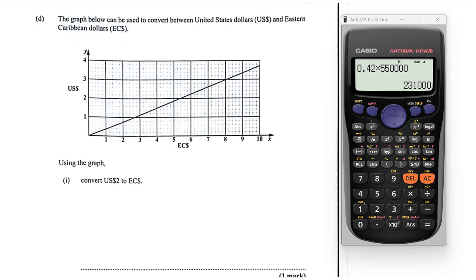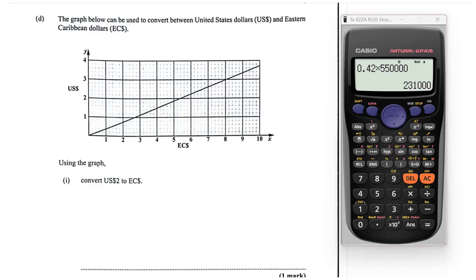Right, so let's look at the next part. Here the CSEC examiner is giving us an exchange rate, however we're seeing a graph. It says the graph below can be used to convert between US dollars and Eastern Caribbean dollars. We have US dollars on the y-axis and Eastern Caribbean dollars on the x-axis. Using the graph, convert US $2 to EC dollars.